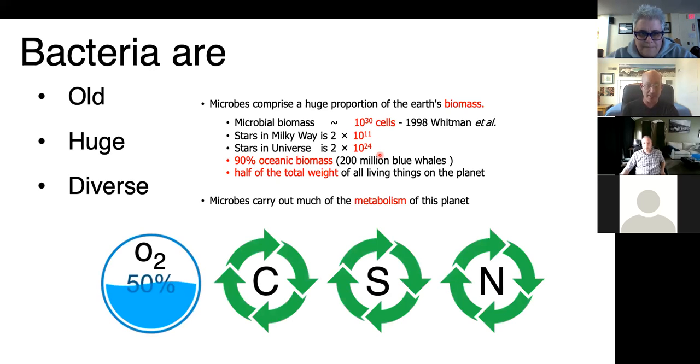Not surprisingly, they carry out most of the key chemical reactions of this planet too. Almost all of the nitrogen on this planet is recycled back to its active form by bacteria. The majority of the carbon and sulfur is recycled by bacteria, and half the oxygen we breathe on this planet is produced by bacteria. So they're the key chemists running the show in the ecosystem of this planet.